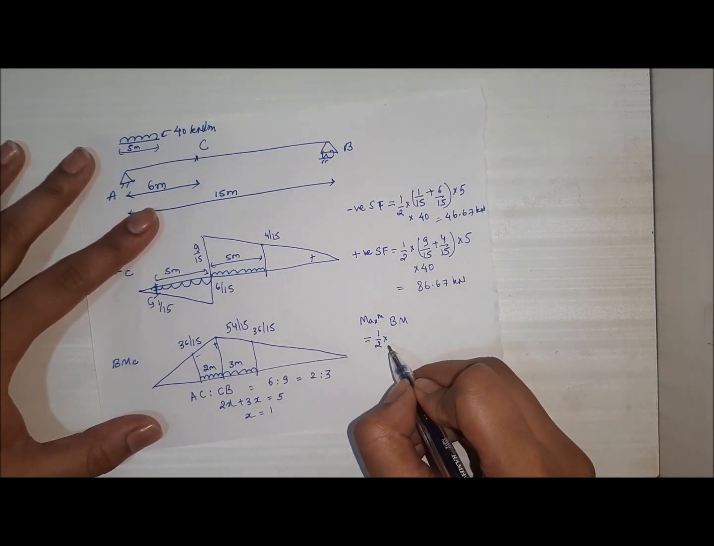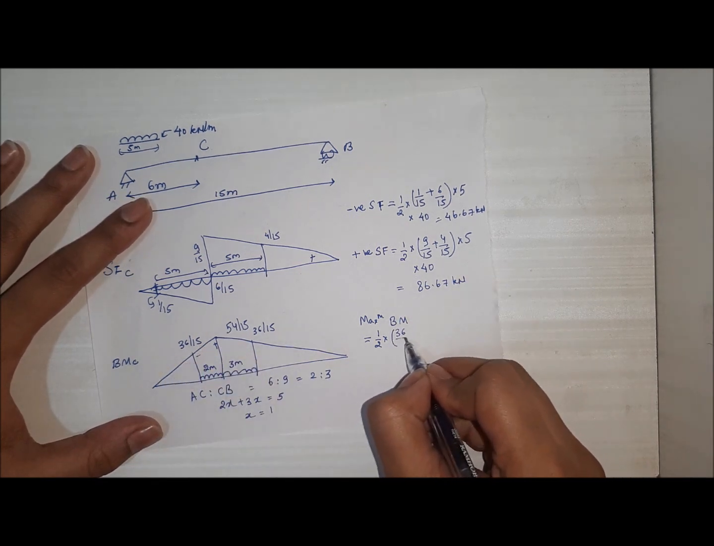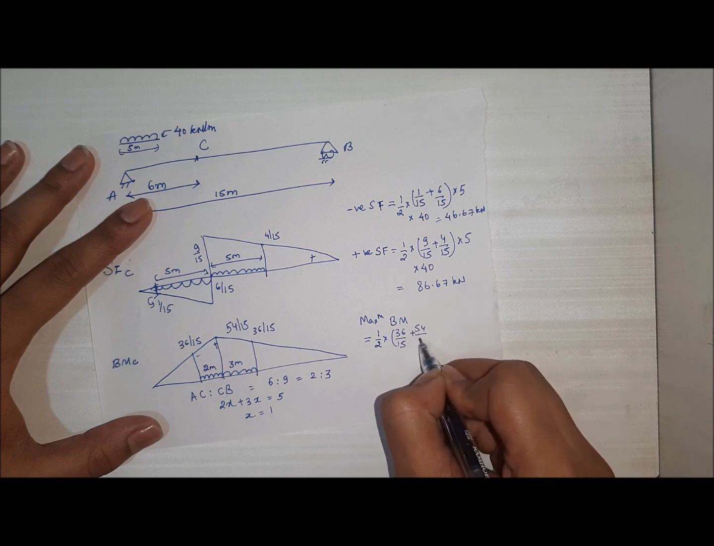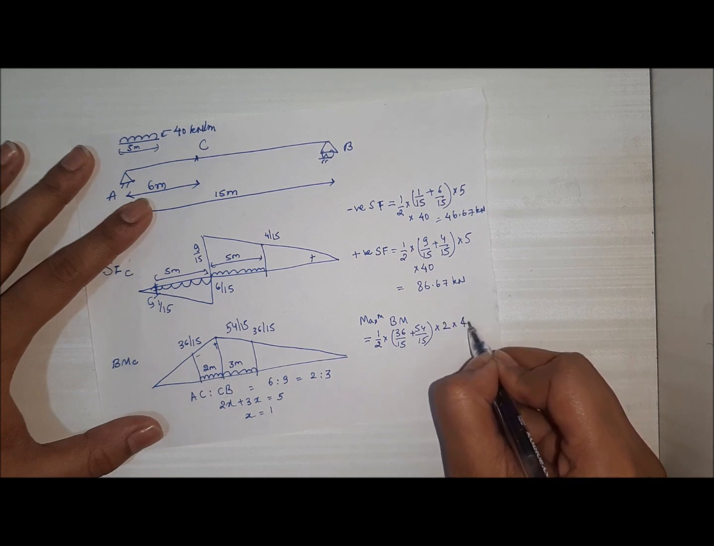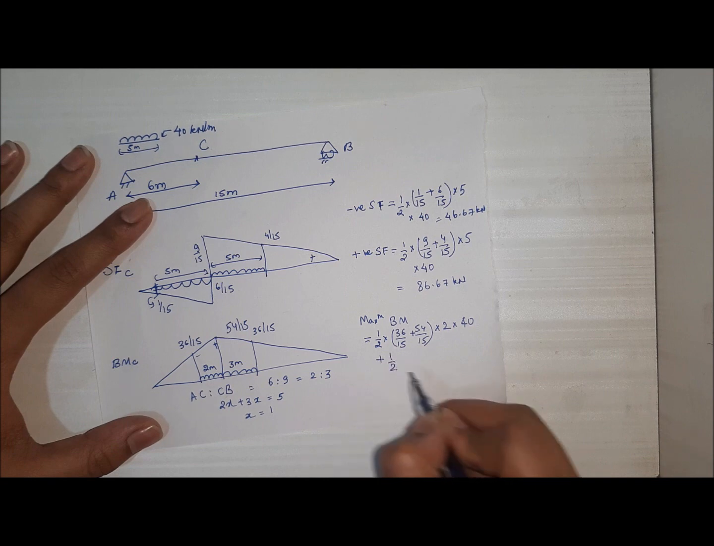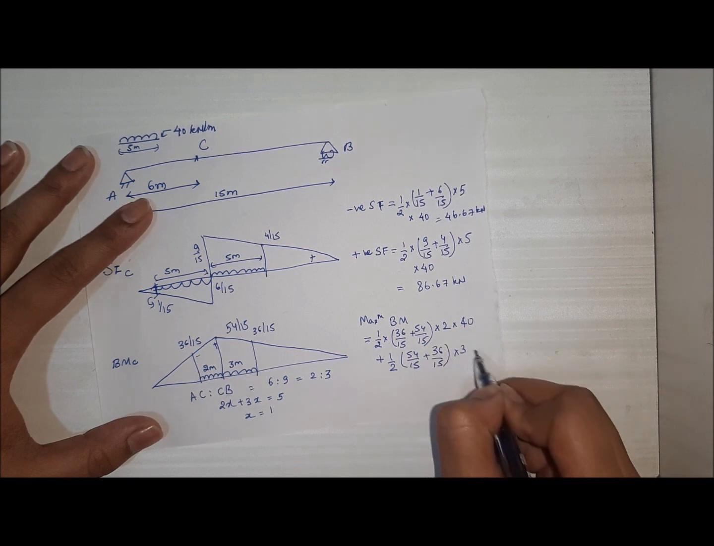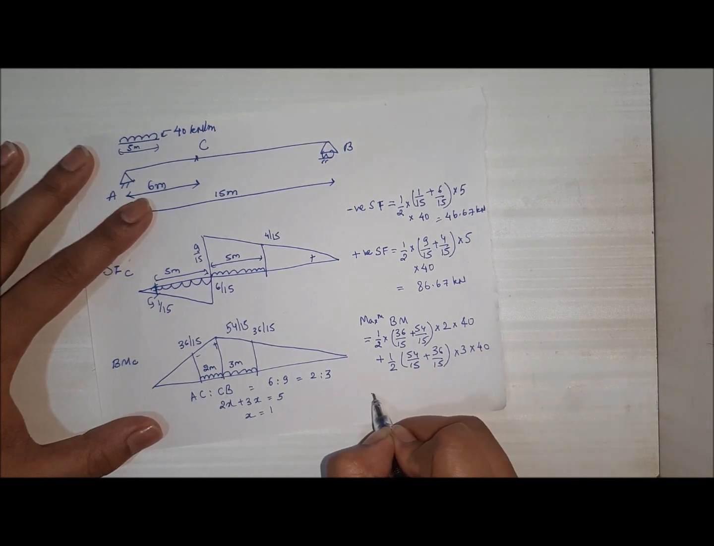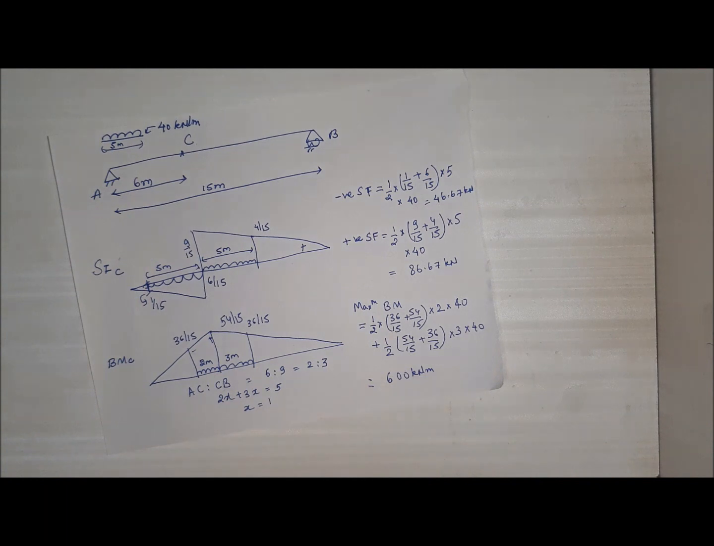Now we will go with the formula of half into the sum of parallel sides. First trapezium: 36 by 15 plus 54 by 15 into base into UDL value, plus half into 54 by 15, that is the sum of parallel sides, plus 36 by 15 into base, that is 3 meter, into 40, and we have the whole value as 600 kilonewton meters. So this is our problem that we had to solve.